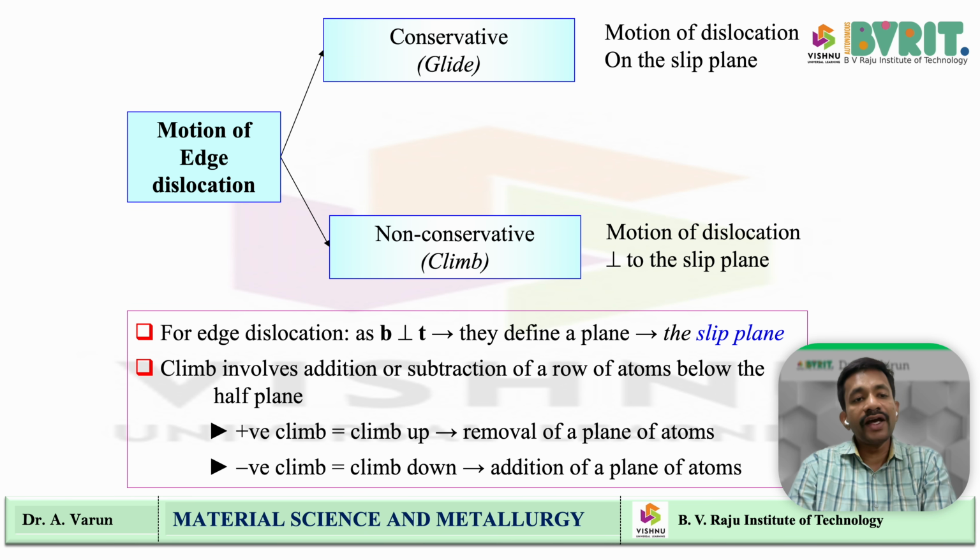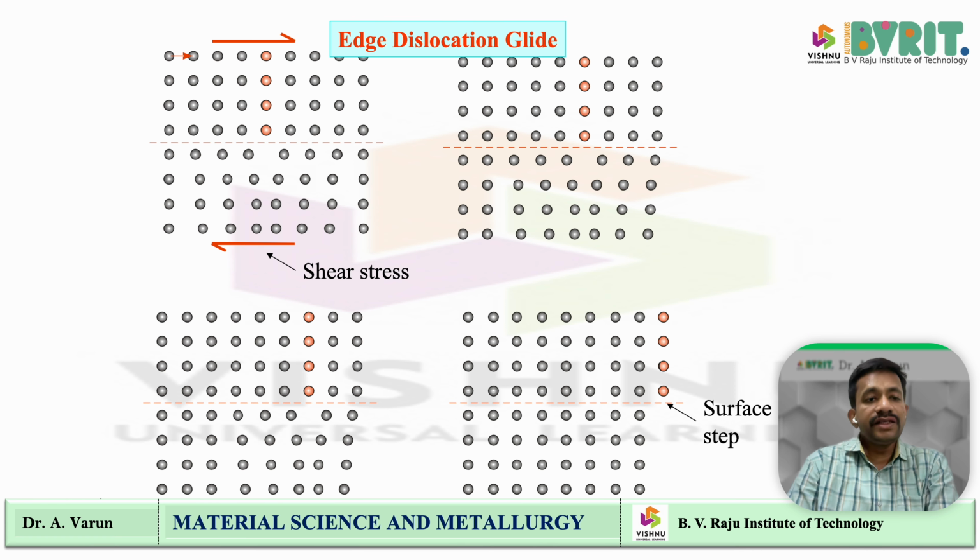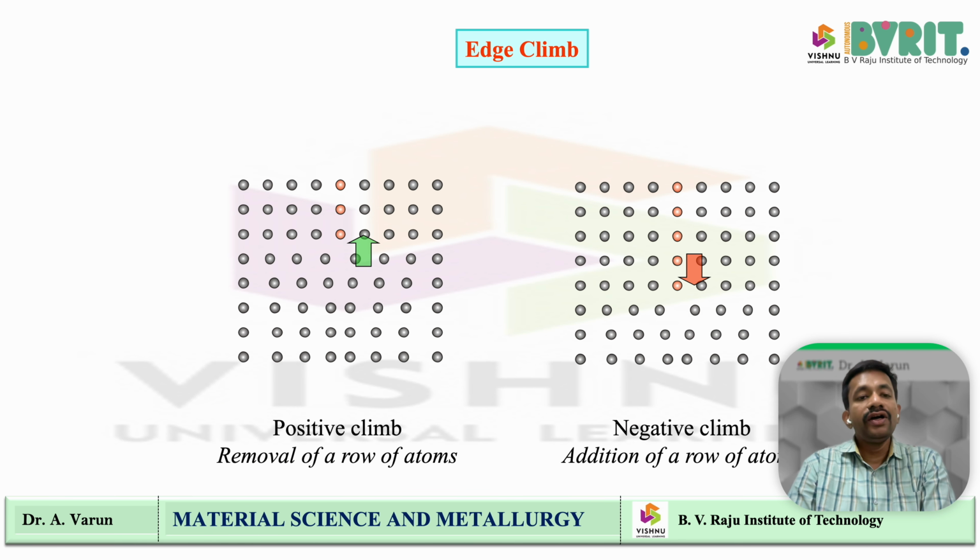And this motion of edge dislocation is either gliding, that is conserving, or non-conserving, which is climbing. Based on that, the notation may be inverted T or T. And this is how you can see very clearly. Initially, it is in this position, and slowly it will be gliding across, and finally it reaches this position. So this is called edge dislocation. And when it is climbing, it will move this way. So this is about the edge dislocation.